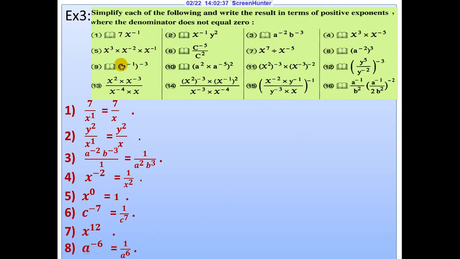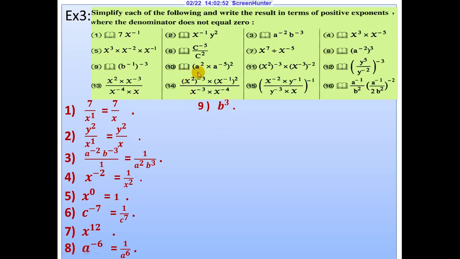Let's see number 9. We have here the same: b raised to power negative 1, all of them raised to power negative 3. We must multiply their powers first. So number 9 will be equal to b raised to power 3.